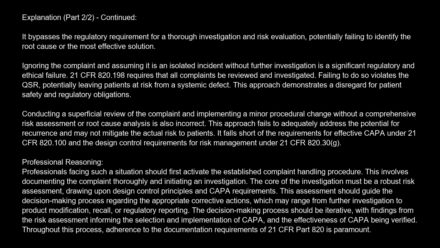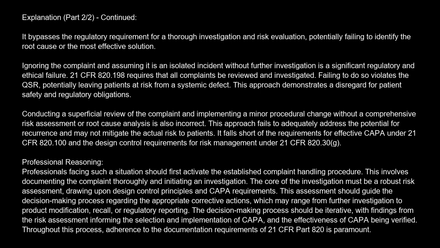Ignoring the complaint and assuming it is an isolated incident without further investigation is a significant regulatory and ethical failure. 21 CFR 820.198 requires that all complaints be reviewed and investigated. Failing to do so violates the QSR, potentially leaving patients at risk from a systemic defect. This approach demonstrates a disregard for patient safety and regulatory obligations.